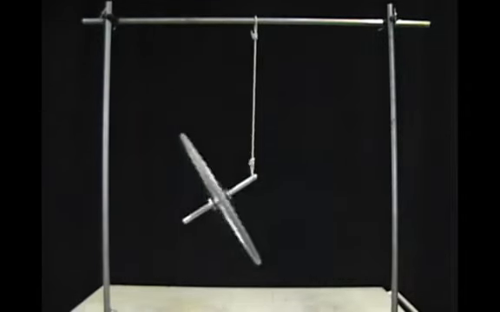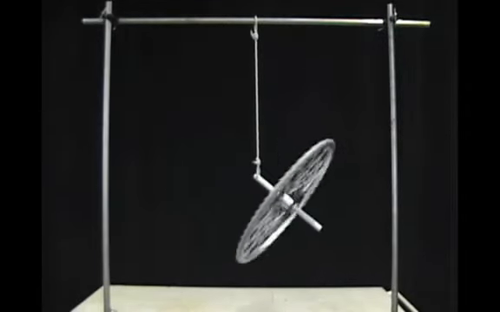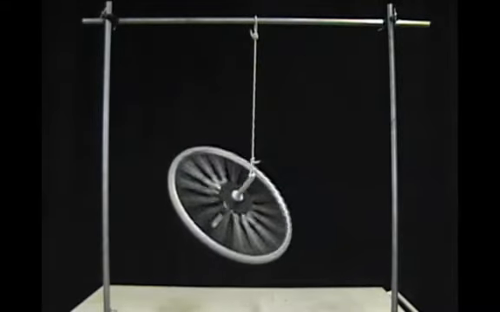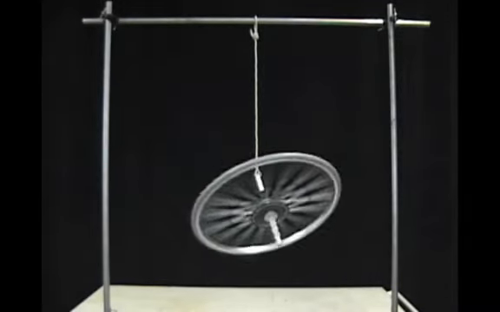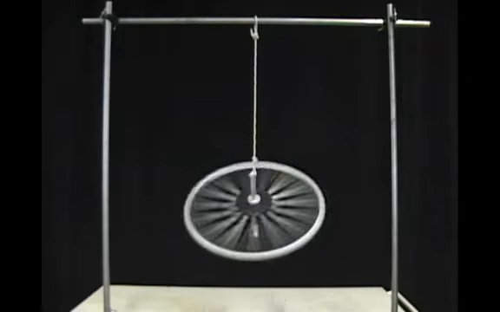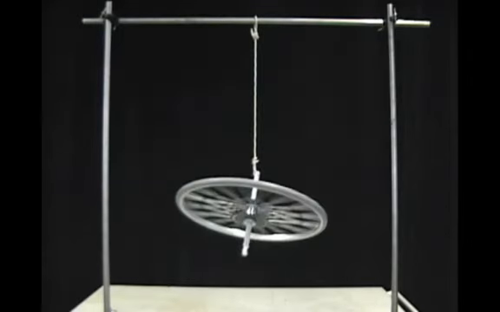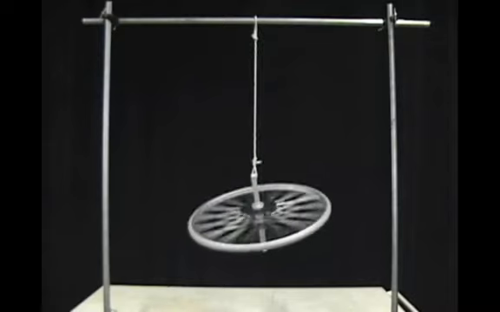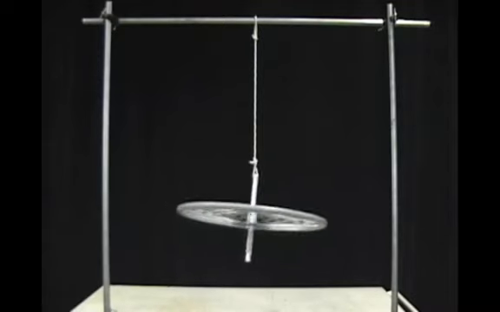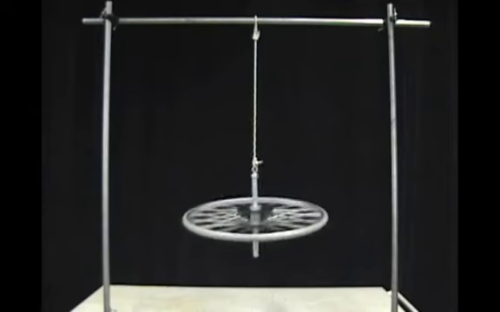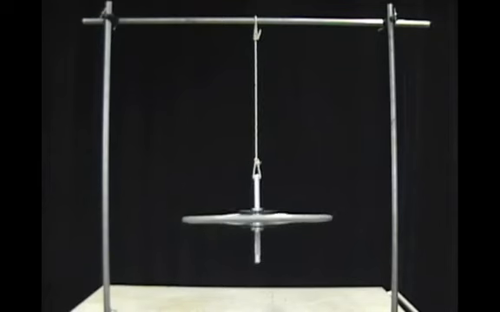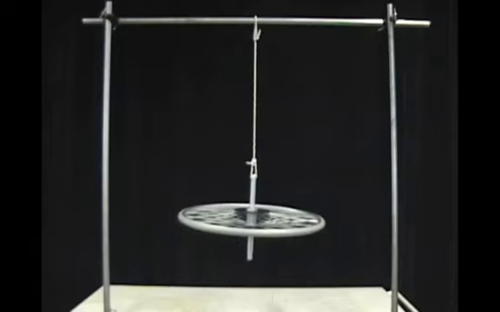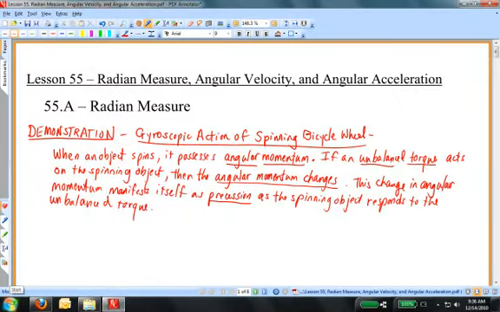The earth pulls the bicycle wheel downward, exerting an unbalanced torque on it around the pivot point of the hanging rope. The bicycle wheel has a certain initial angular momentum. When the unbalanced torque is applied, that angular momentum changes, and that's what is known as precession. So in this demonstration, we saw a bicycle wheel that was precessing. We would refer to this as a gyroscope.